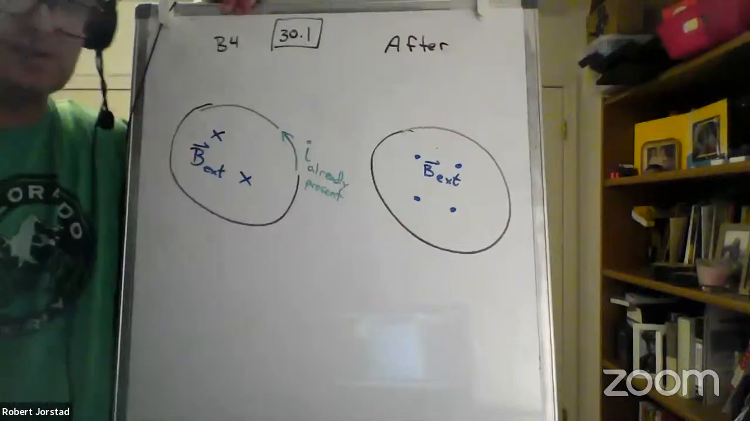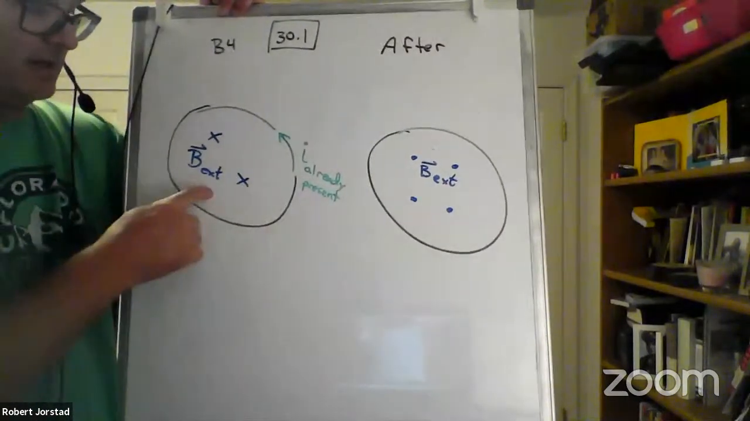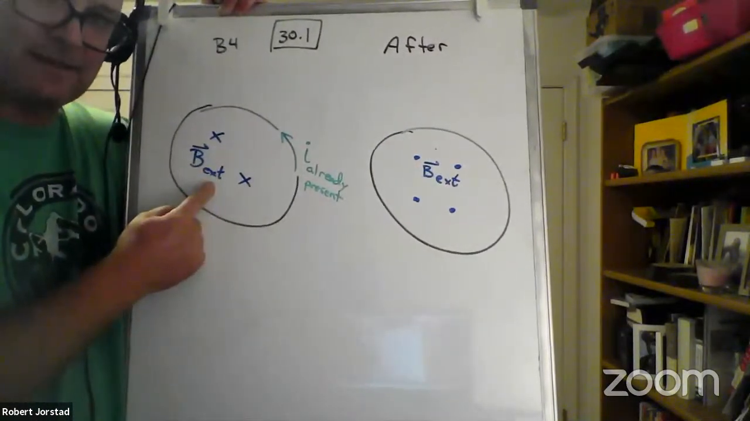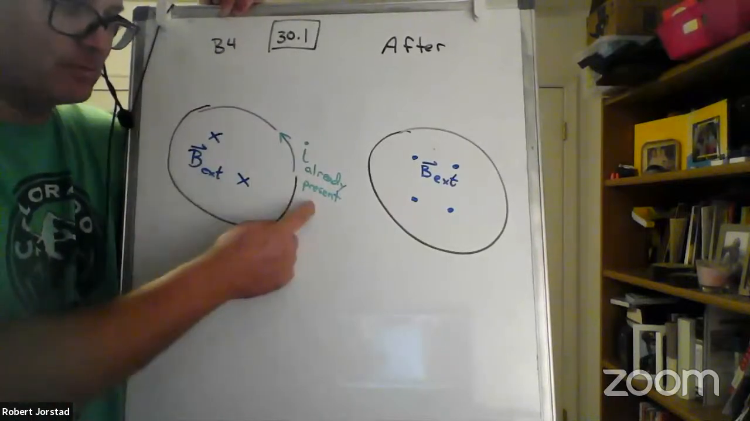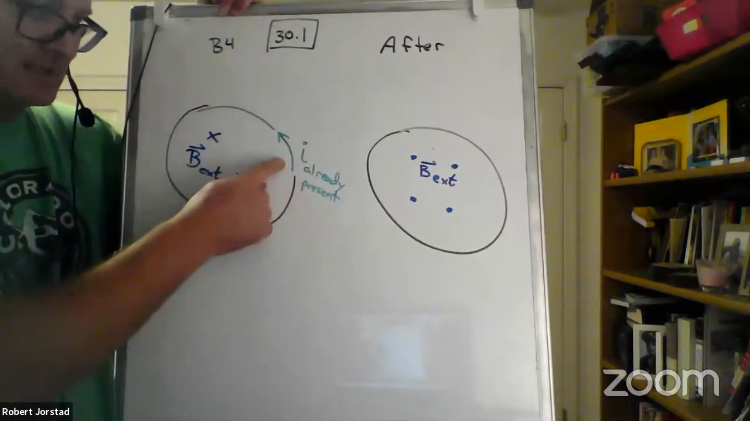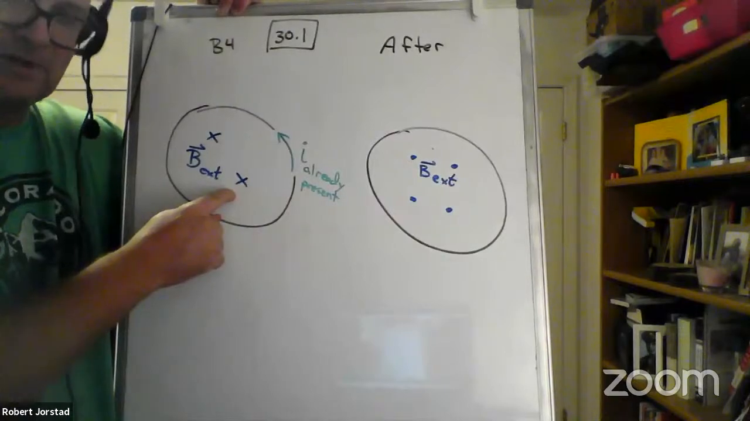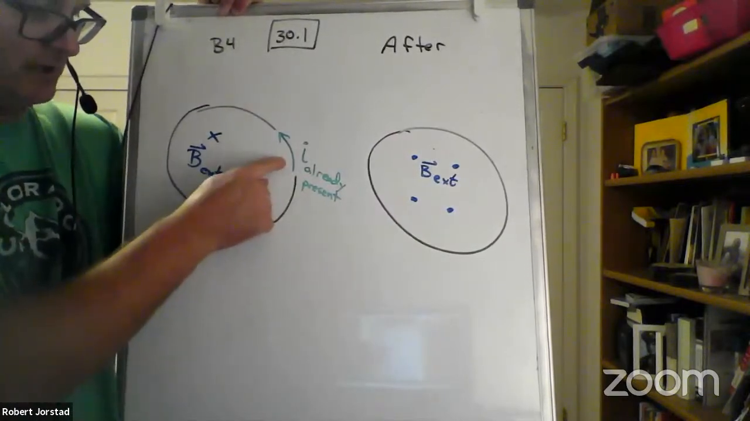All right, so look carefully on this one. Here, I have an external magnetic field. I also have a loop that's running current. Does this current match this? What do you think? Does the green current? No. Is that okay? Sure.